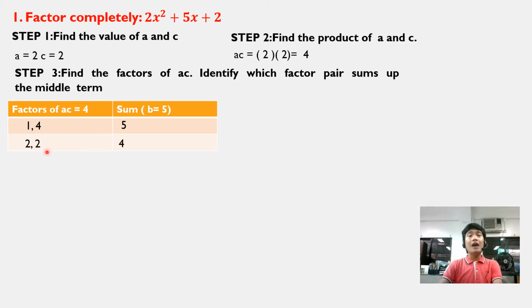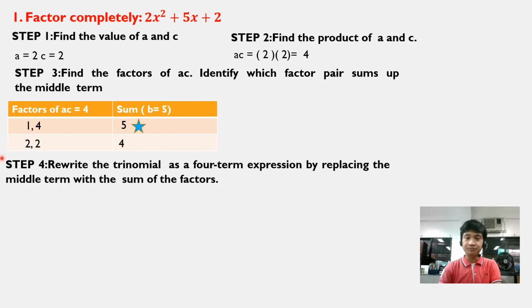Kaya lang, ang kailangan nating hanapin sa step number 3, identify which factor pair sums up the middle term. Kailangan nating alamin sa dalawang kombinasyon na ito, alin dyan yung dalawang number na pag pinag-multiply mo lalabas 4, pero pag pinag-add mo lalabas 5. Yun po ay itong kombinasyon na ito. Yung 1 tsaka yung 4. Okay? So, 1 times 4 will give you 4. 1 plus 4 will give you 5. Ganun lang ang step number 3.